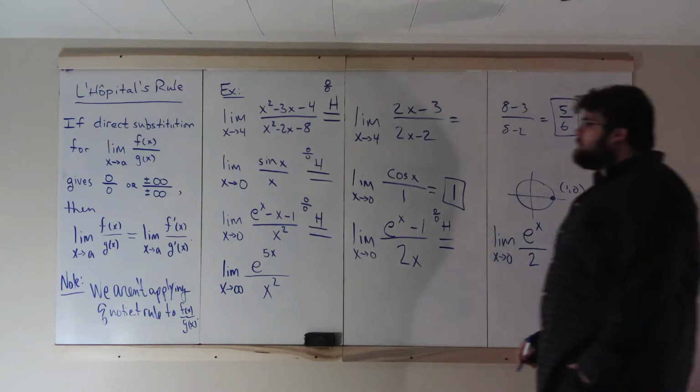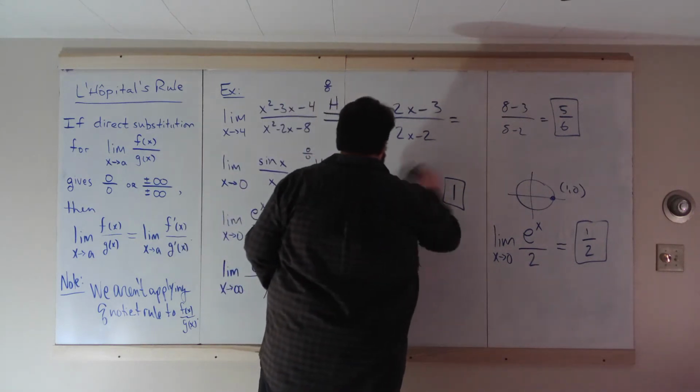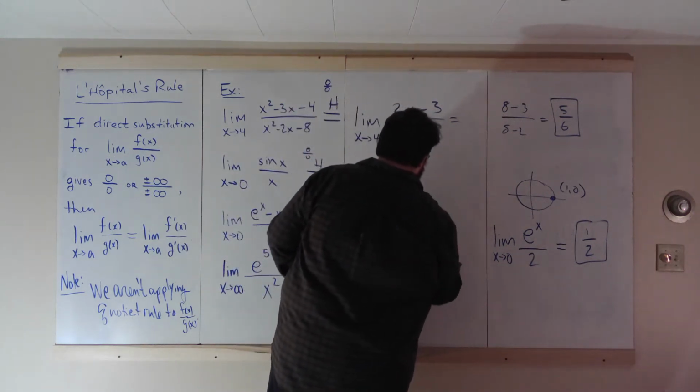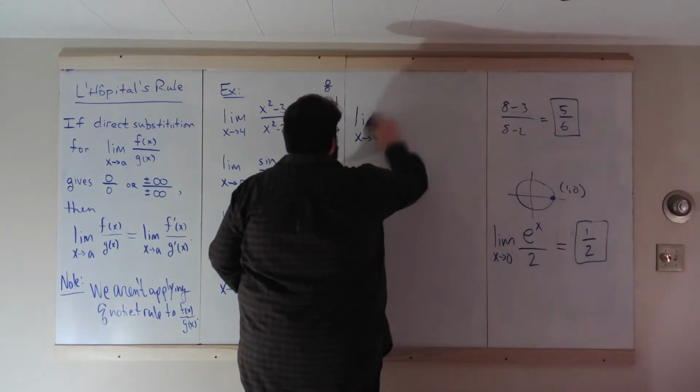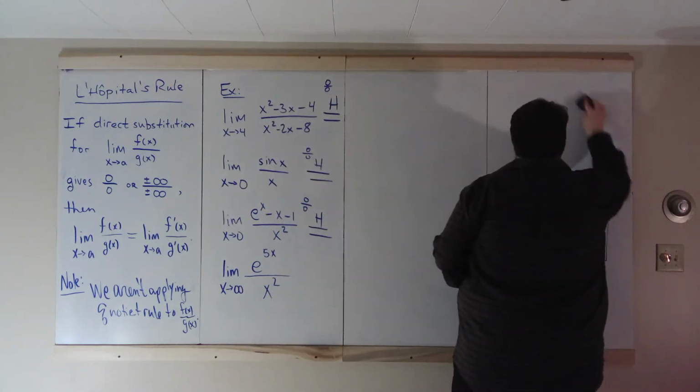Now how about this last one? Well, first, let's discuss a little what we mean by limit as x goes to infinity. We have e to the x. We have x squared.